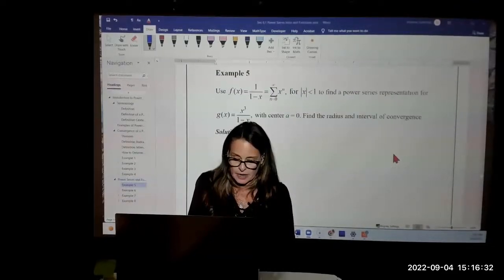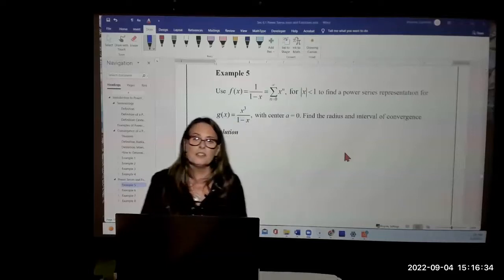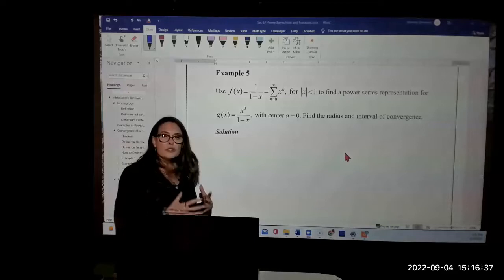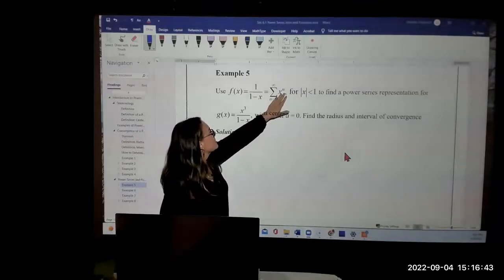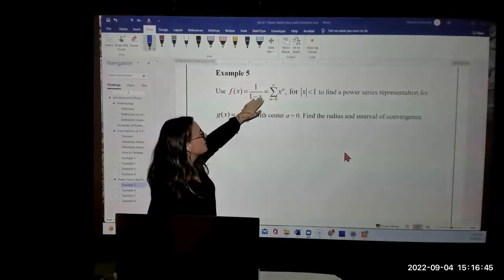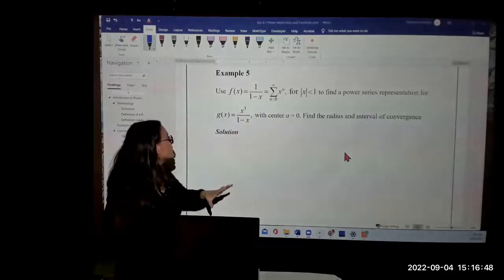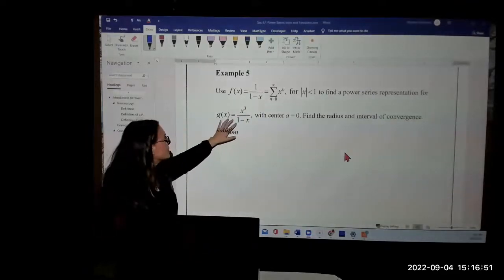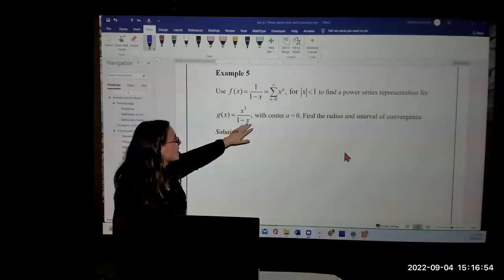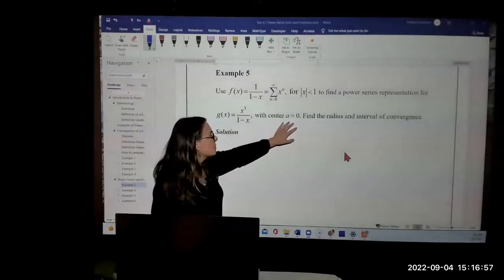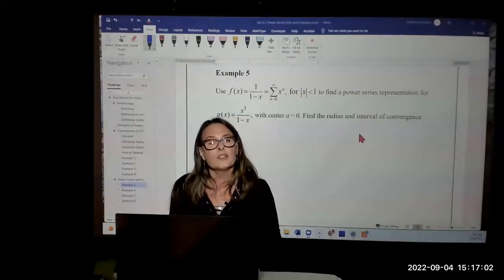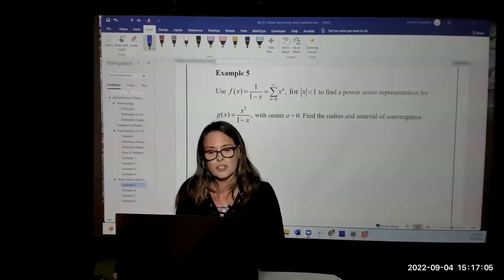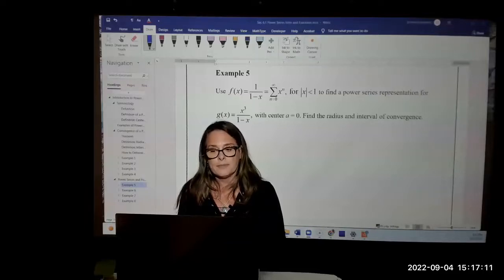Let's take a look now at example 5. What we want to do is use the geometric series pattern where the series of x to the n converges to 1 over 1 minus x to find a power series representation for a different function. So this is x cubed over 1 minus x. This also has center of 0, and we want to find the radius and interval of convergence for these. So what do you think that you would do first in order to find a new power series representation for it?